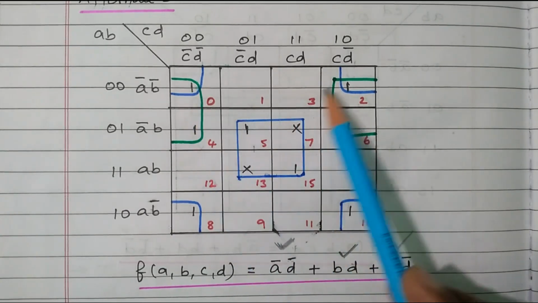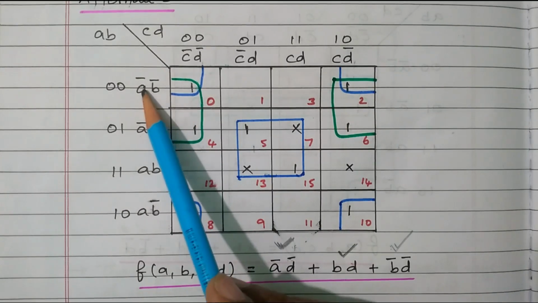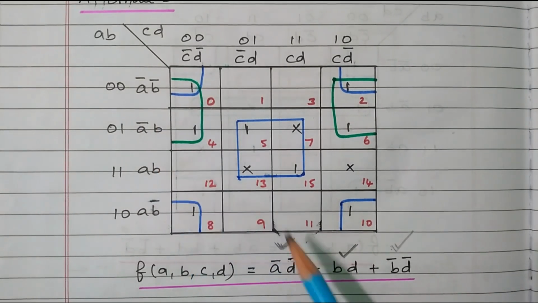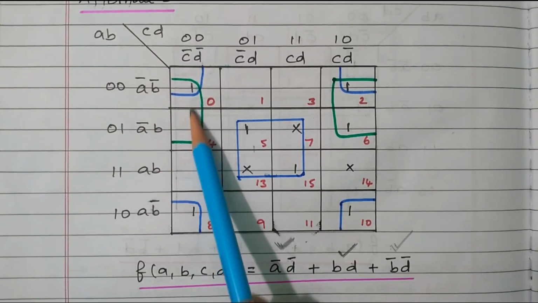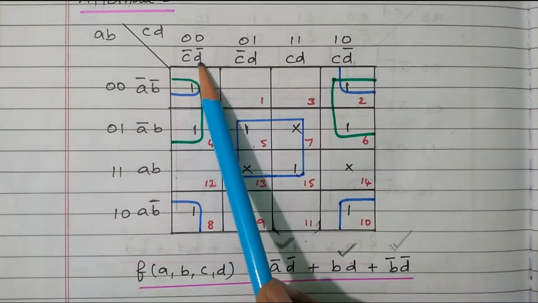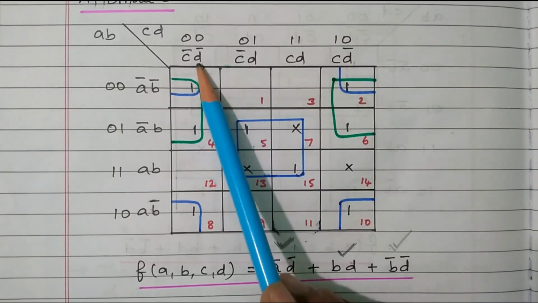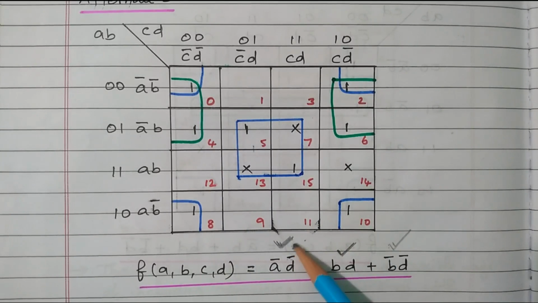Now we are referring to the grouping of the right and leftmost corners. So what we got? A bar. B bar, B got cancelled. A bar is there. Similarly, we are referring to the first column and last column. What we have? C bar, D bar, C, D bar. So C bar, C got cancelled. Only we have D bar. This D bar is available. So A bar, D bar, right?